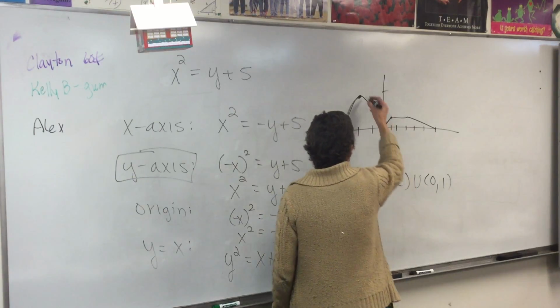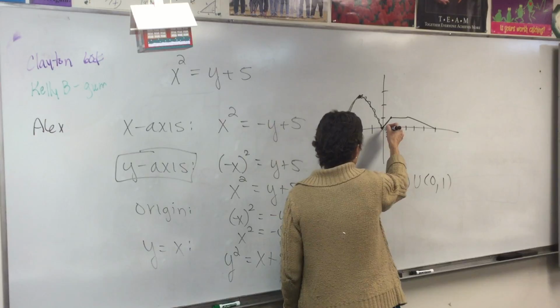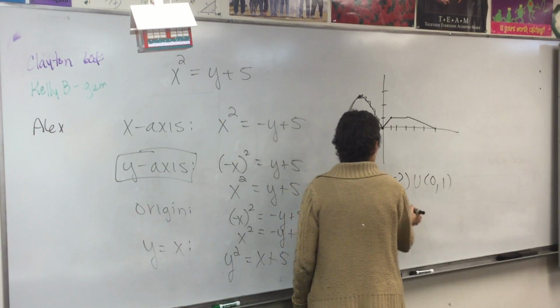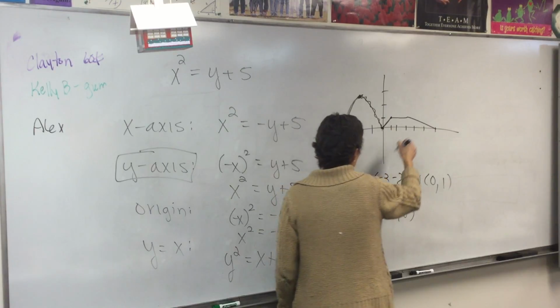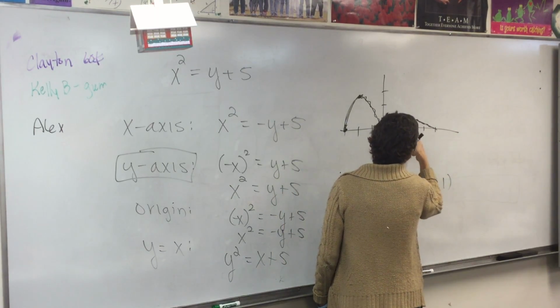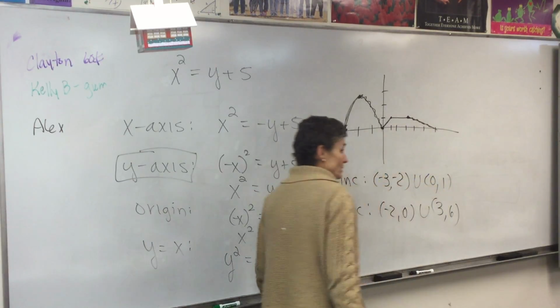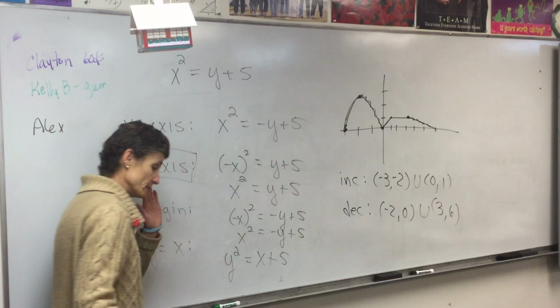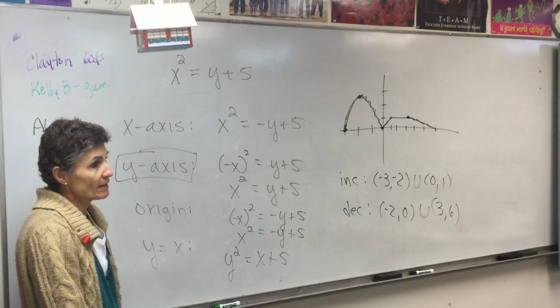So where am I decreasing? I'm decreasing from here to here. So from -2 to 0, I am decreasing. And where else am I decreasing? From here to here, which is 3, 4, 5, 6, from 3 to 6, I am decreasing. Moving left to right, x values, going up, going down. Olivia?